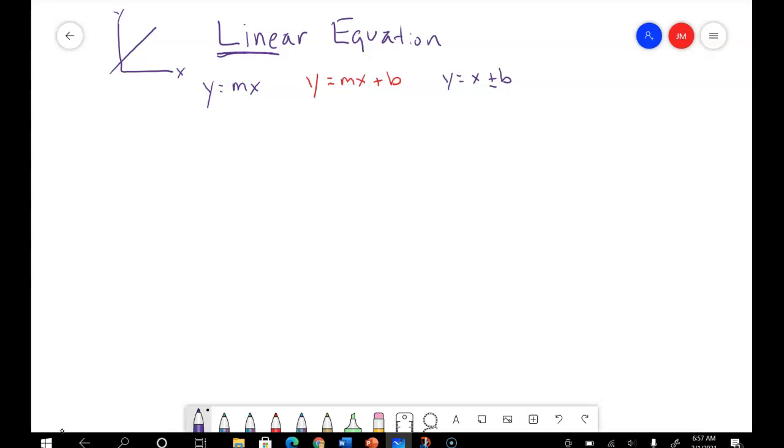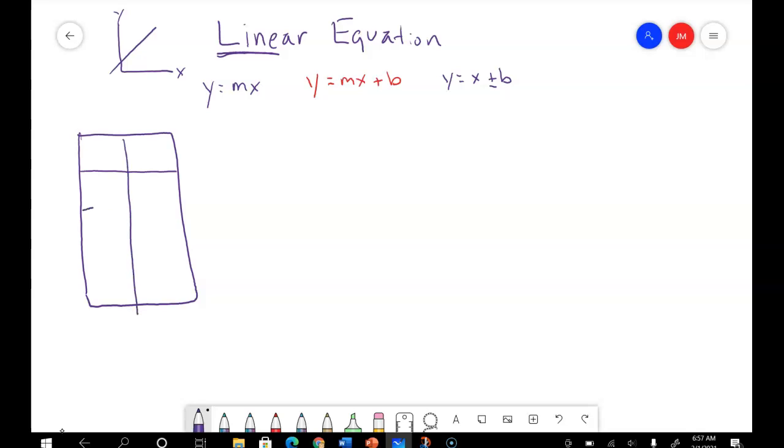Now, there's several different things about them. The first thing is, when it is y equals x times something, it is called a multiplicative relationship. So if we look at a multiplicative relationship, all that means is, in order to get the y value, we are multiplying the x value times something.